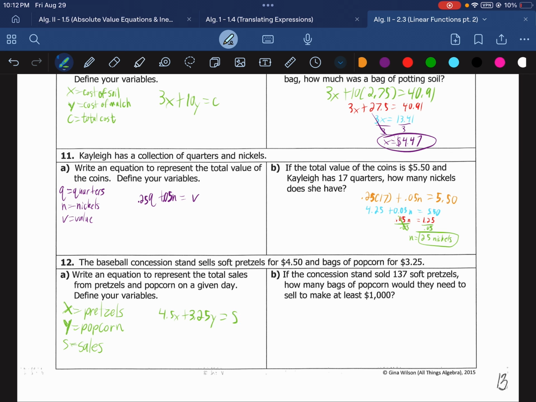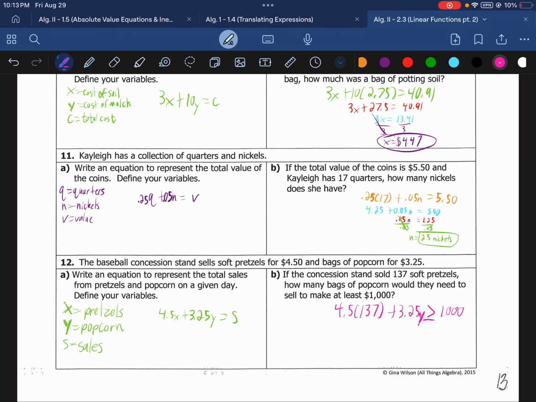Now, if the concession stand sold 137 soft pretzels, so I'm going to do 4.5 times 137, how many bags of popcorn, which we don't know, so plus 3.25y, would they need to sell to make at least $1,000? Now notice it says at least, so that tells us greater than or equal to, meaning it could be the number on the right, or it can be more than the number on the right. And it would be 1,000.